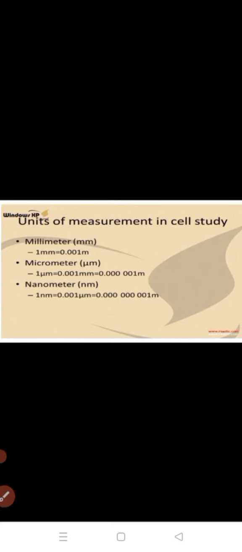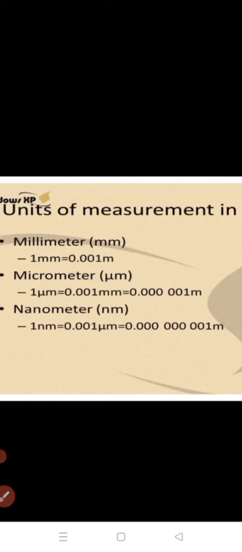Students, as we know, the cells are the basic and fundamental unit of life, and they are very small and microscopic. They cannot be observed with the naked eye. So the units used to measure the cell should be small. The units which are used to measure cells are either millimeter, micrometer or nanometer. Let's see the relation between these units and meter.